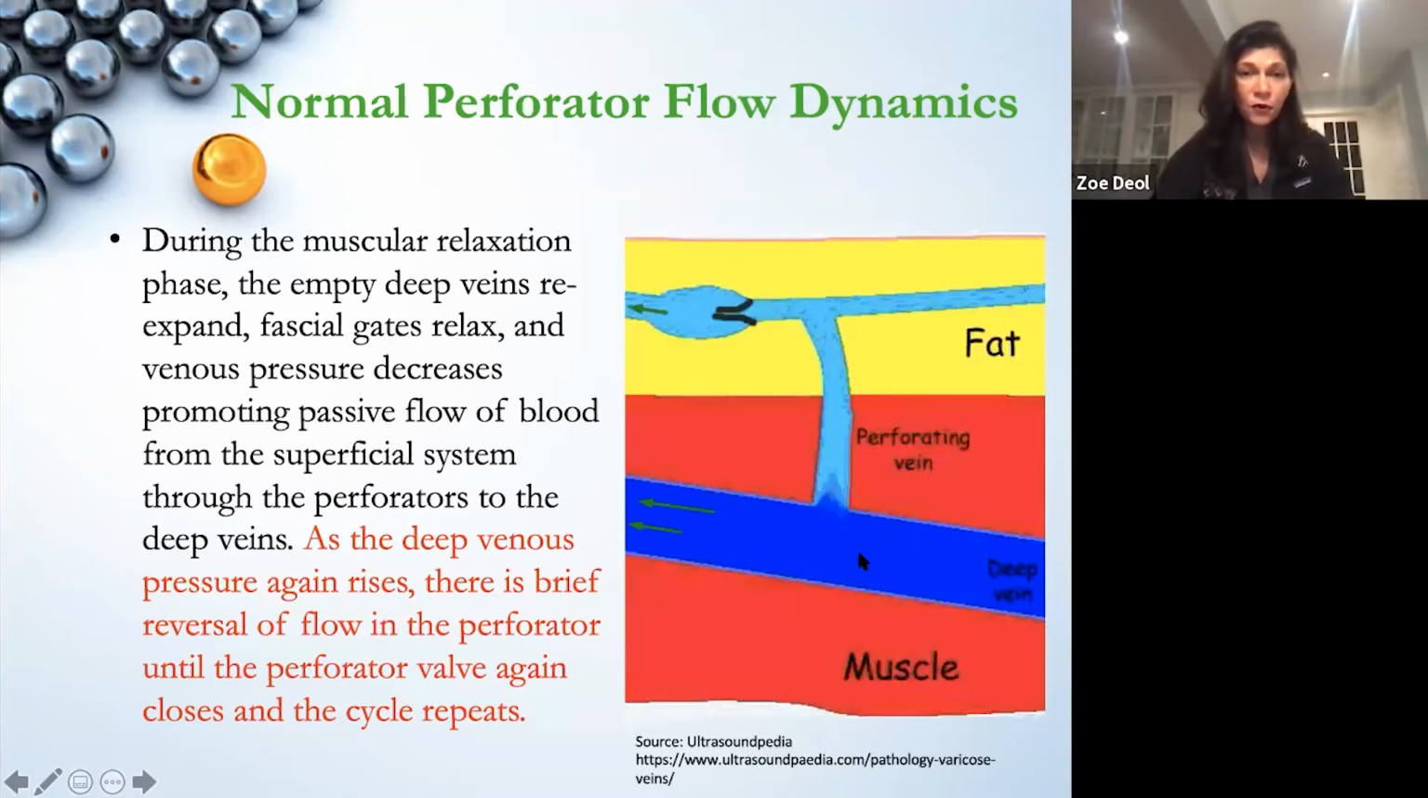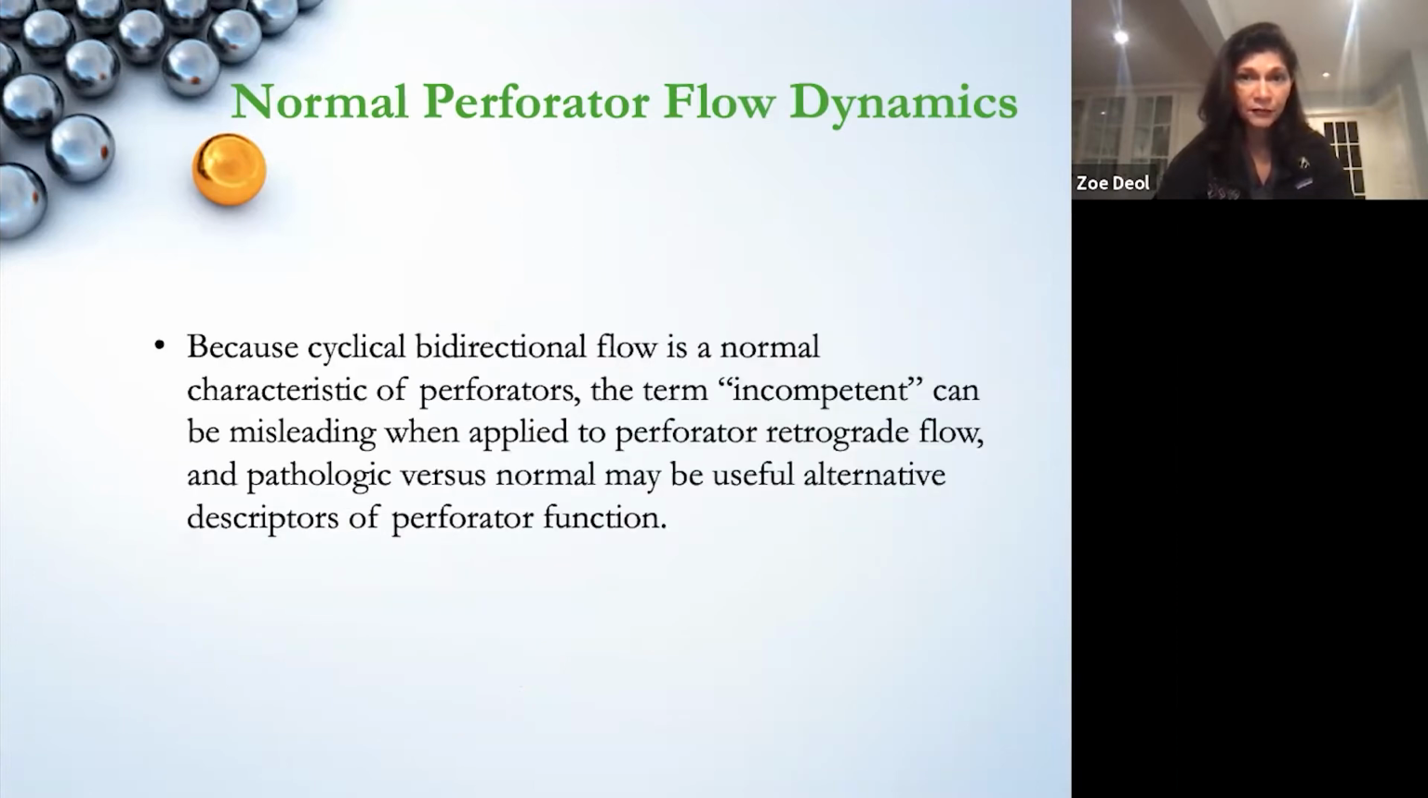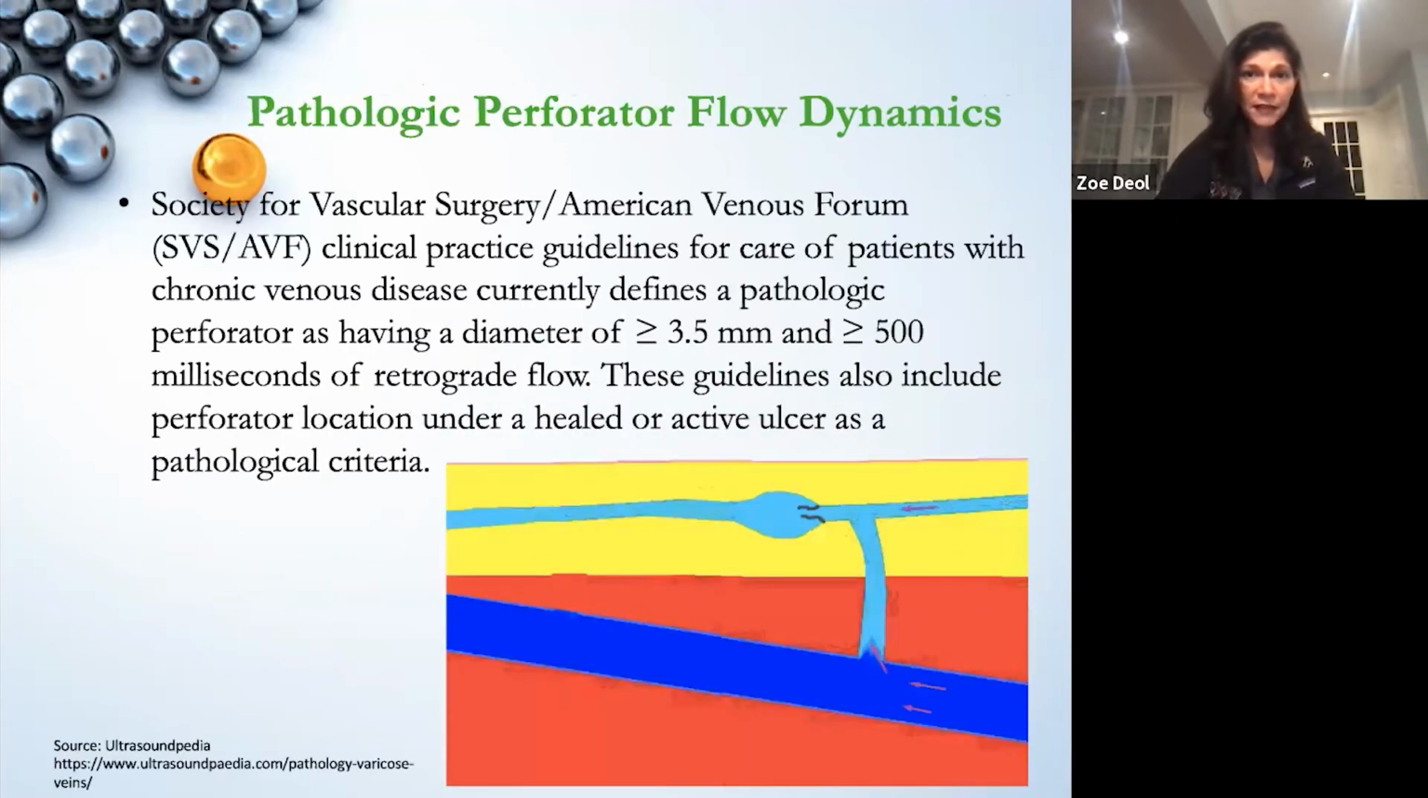So how do you know if you have a pathologic perforator or a refluxing perforator? By definition, a refluxing perforator, number one, has to be greater in size than 3.5 millimeters, and the reversal of flow has to be greater than 500 milliseconds, or half a second. Also, in order to be considered pathologic, it should be underneath a healed or active ulcer. These are the criteria that were put forth by the SVS and the AVF.